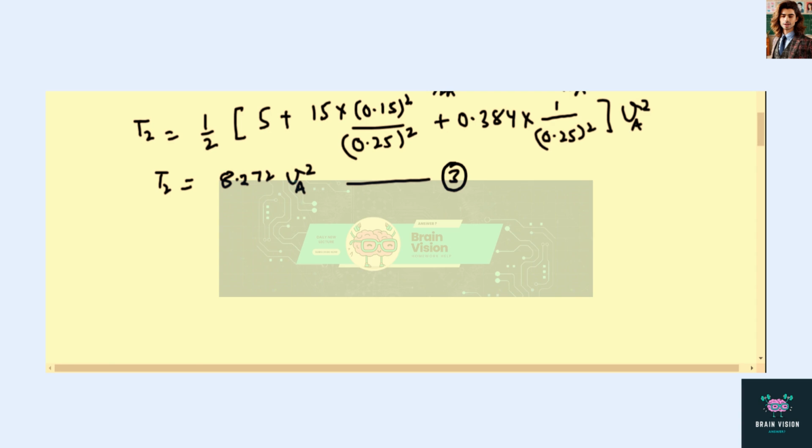Work done from 1 to 2: P into distance moved by A, force into displacement, plus mA into g into s, minus work done by friction to move the block B, minus work done by gravity on the block B.